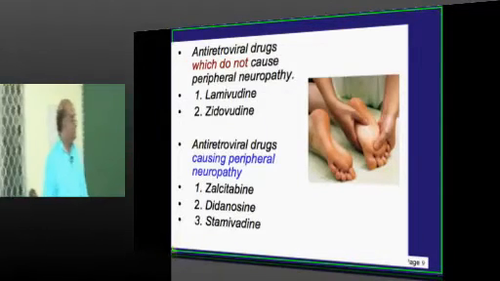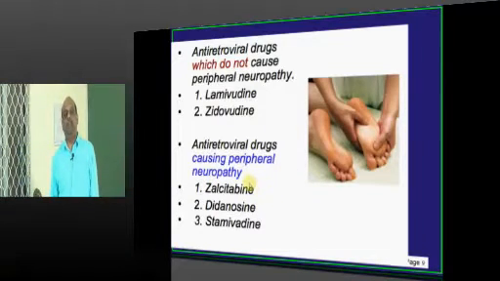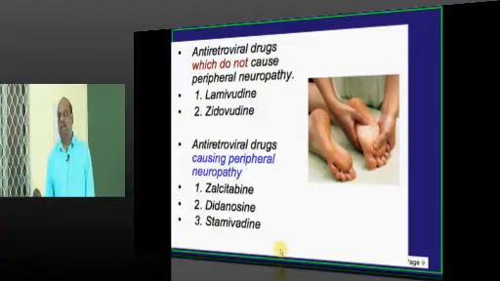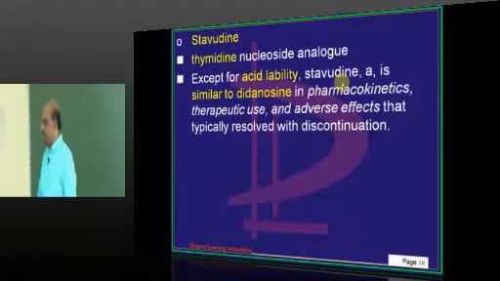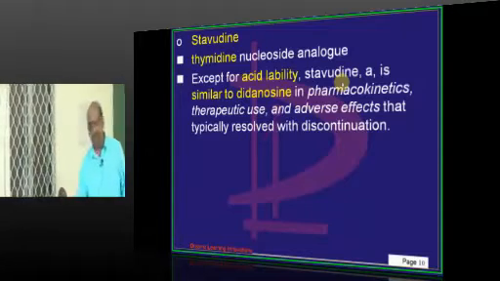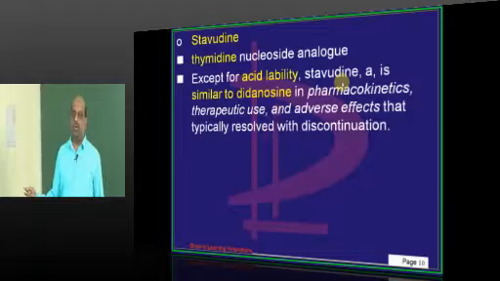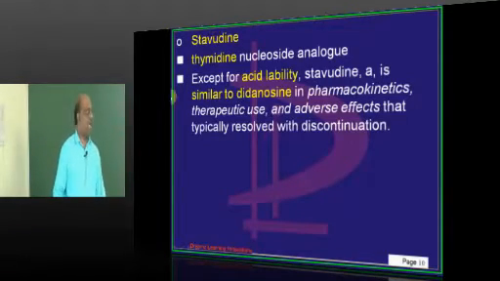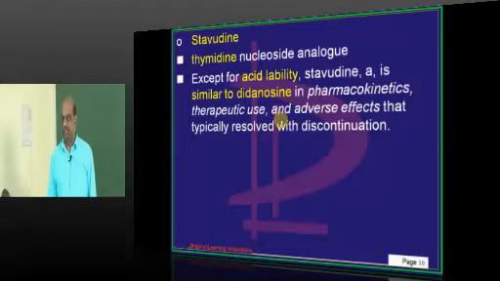Lamivudine and zidovudine. And what are the antiretrovirals which cause peripheral neuropathy? Didanosine, zalcitabine, stavudine are the ones which typically lead to development of peripheral neuropathy. So what is stavudine? It is the next important question. It is also a thymidine nucleoside analog, and stavudine is very similar in its side effects to didanosine.